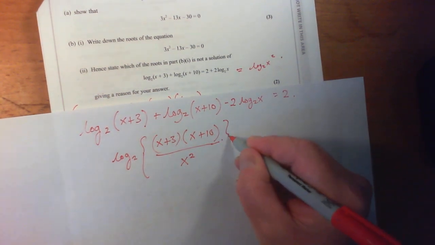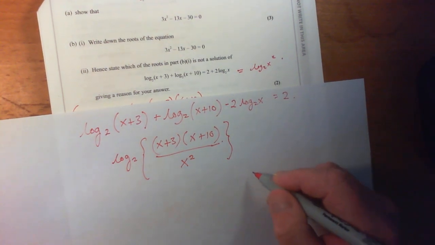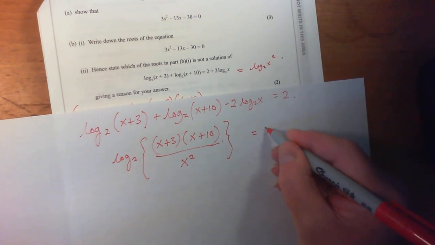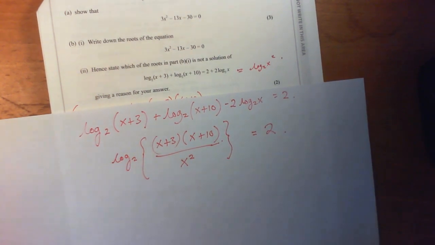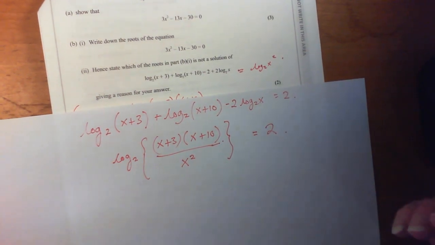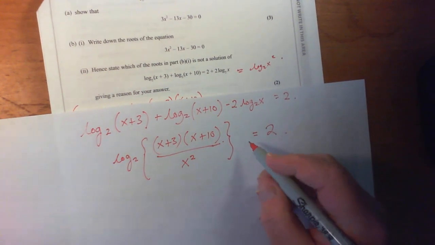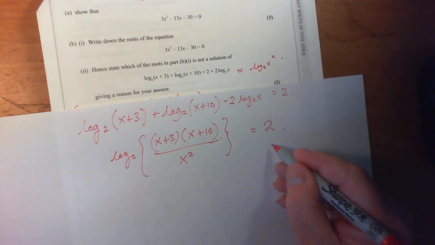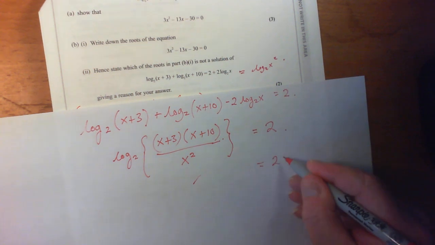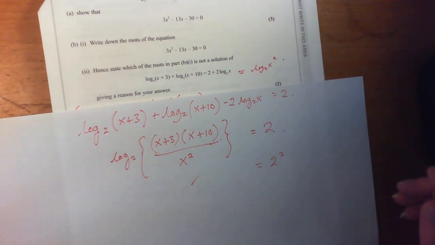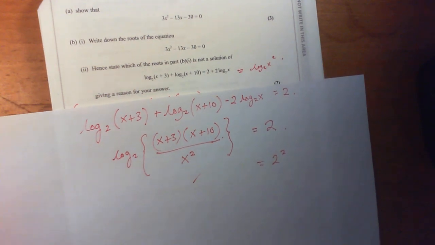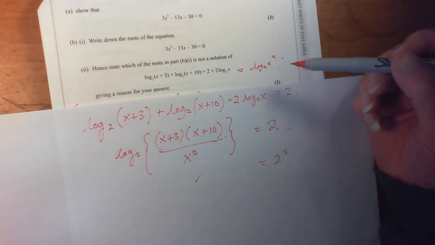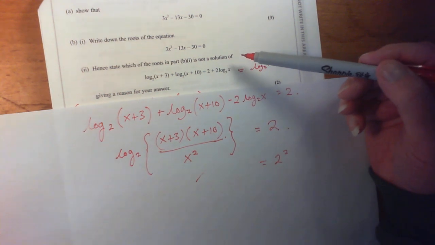Just for brevity, you might want to add an extra line in when you're doing this in practice, but I'm trying to save time here. Once it's like that, all you have to do is anti-log both sides. That just becomes that expression, and that just becomes 2 to the power 2, i.e. 4. And then you can proceed from there. The next bit is just processing it as a quadratic equation and so on.